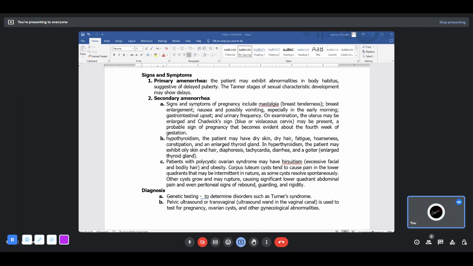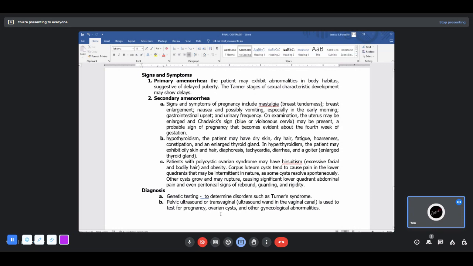Sa patients naman with polycystic ovarian syndrome, may have hirsutism. Ito yung excessive facial and bodily hair, and also obesity. For the corpus luteum cyst, it tends to cause pain in the lower quadrants that may be intermittent in nature, as some cysts resolve spontaneously. Okay, other cysts grow and may rupture, causing significant lower quadrant abdominal pain and even peritoneal signs of rebound, guarding and rigidity. So, yan yung mga signs and symptoms natin for primary amenorrhea and secondary amenorrhea.